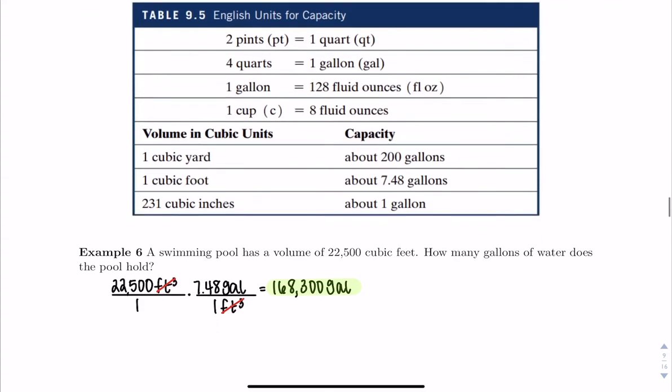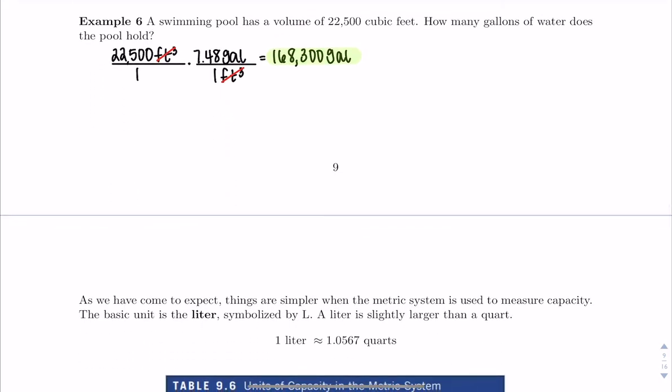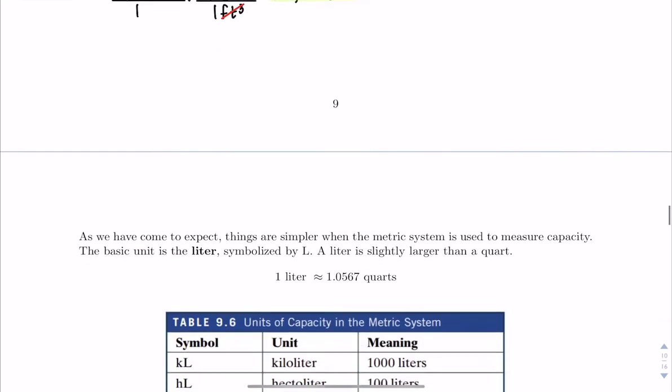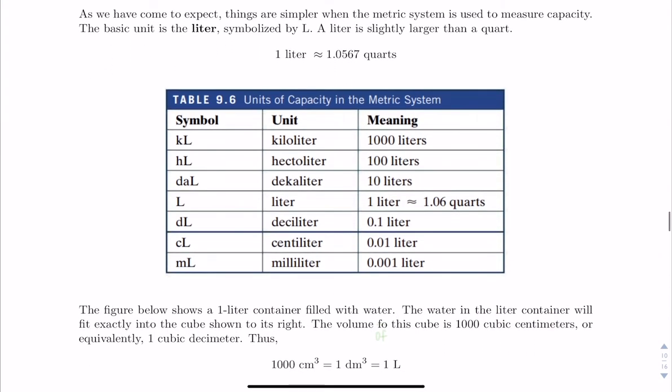As we have come to expect, things are usually simpler in the metric system because we can just move the decimal place to convert our units. And so the basic unit is a liter, which is a capital L. A liter is slightly larger than a quart. It's about 1.0567 quarts. And so we can see the units of capacity in the metric system in the table below. We've got a kiloliter, a hectoliter, a dekaliter, a liter, a deciliter, a centiliter, and a milliliter. So we're still using the same prefixes, we're just in a different unit now with liters.